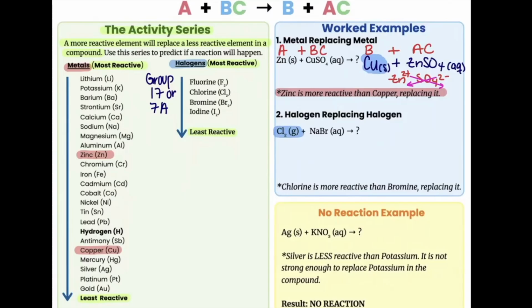And in this example, we know it's a single replacement. But we're not comparing two metals this time. We're comparing two halogens, the chlorine and the bromine. And we're trying to figure out whether or not the chlorine is strong enough to kick out the Br. So you go to the table and you notice that chlorine is more reactive than bromine and will replace it. Essentially, chlorine will form a bond with Na.